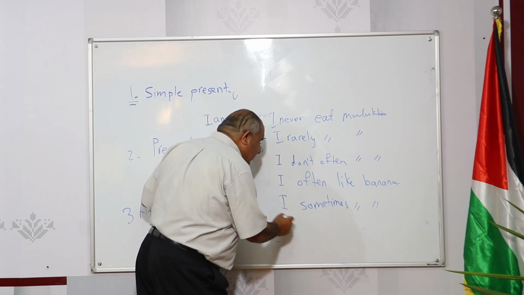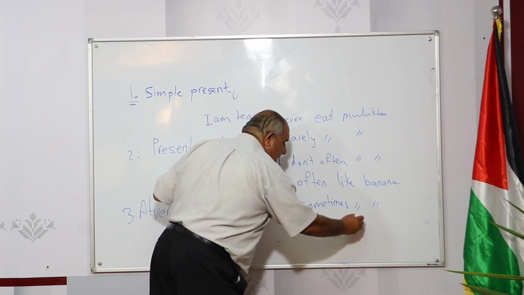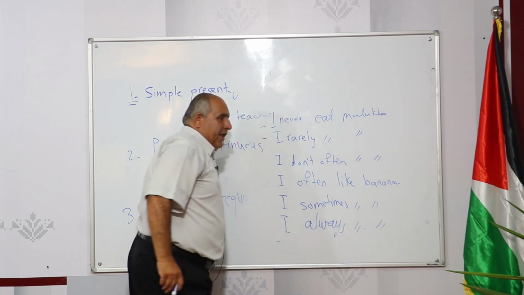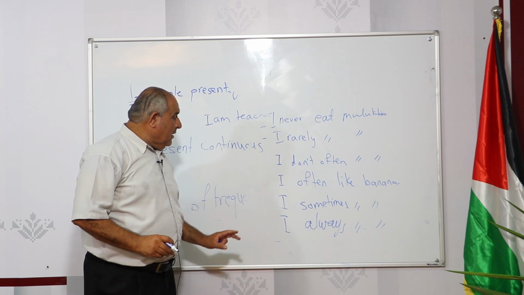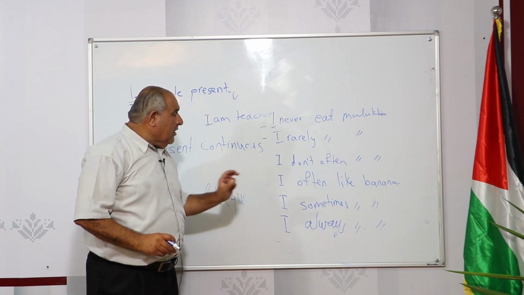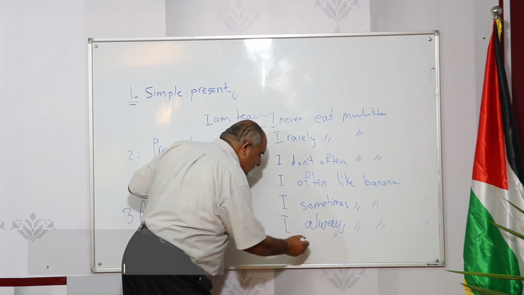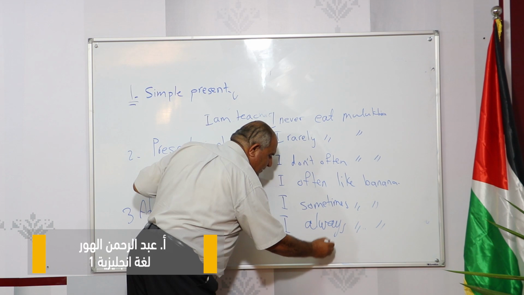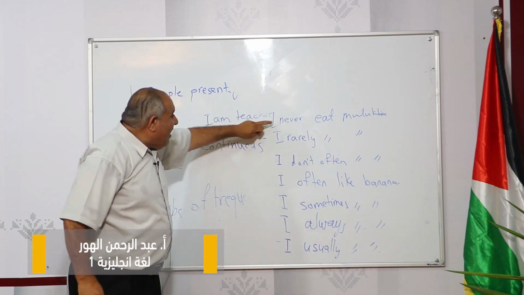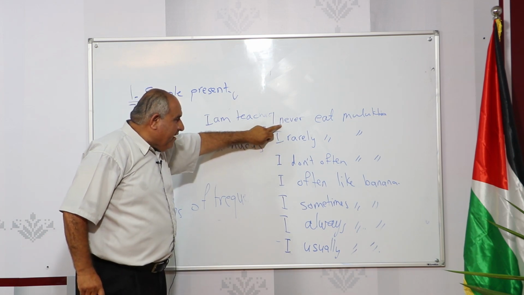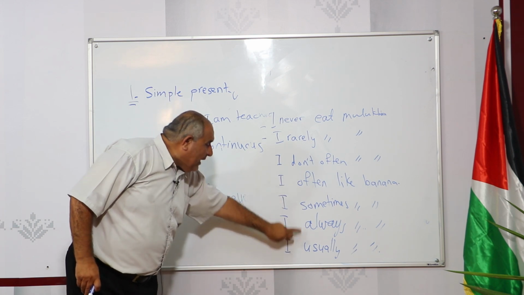Another one, you say, I always like or eat banana in the morning. Now you always like banana. And there is another case which is I usually like or have banana. Look here now. These are the adverbs of frequency. Never, rarely, don't often, sometimes, usually, and then always.